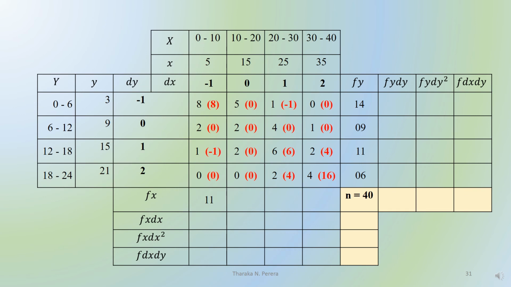Second x class interval is 10 to 20. 5, 2, 2 and 0 belong to this class. So class frequency is equal to 9. Likewise, we can complete the Fx row.